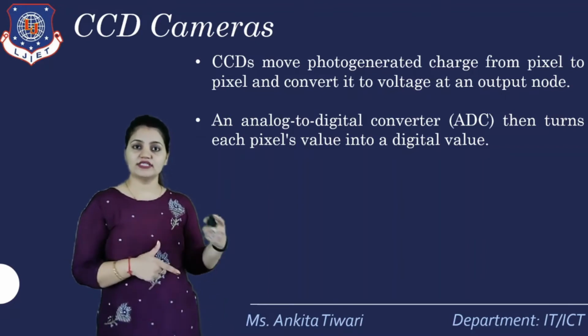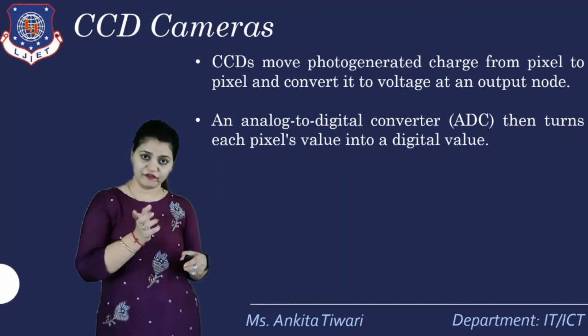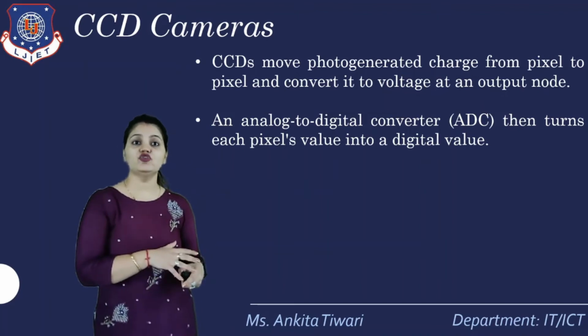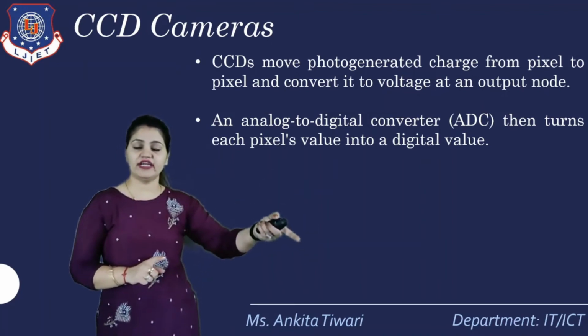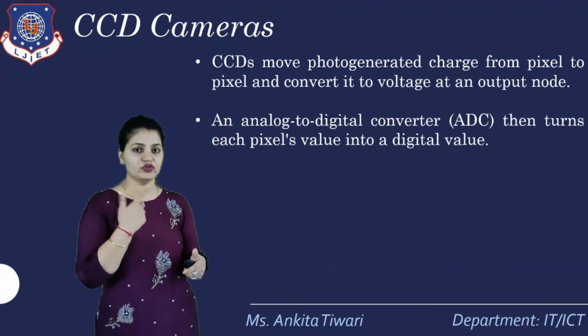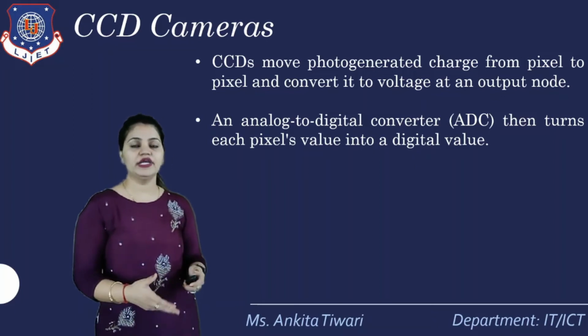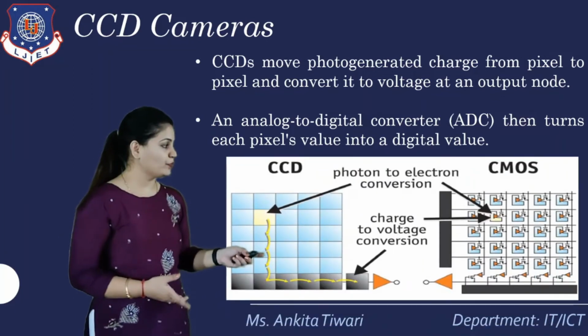So this is how CCDs move that photo generated charge, that is the pixel value, from one pixel to another and convert it to voltage. From there we will get the output, which will be given to the output node, and from there this will be given to the analog to digital converter, where it turns each pixel value which is defined into a digital value. This is how the process is.